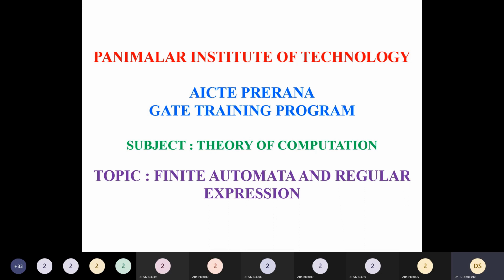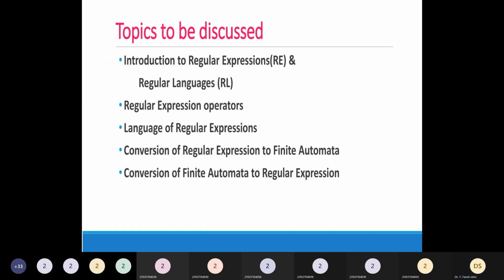So, in this session, we are going to discuss the theory of computation fundamentals. In this, the first topic is finite automata and regular expression. Today we are going to discuss an introduction to regular expression, what is a regular language, regular expression operators, the languages of regular expression, conversion of regular expression to finite automata, and finite automata to regular expression conversion.